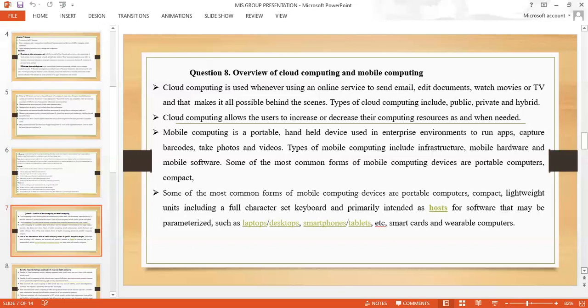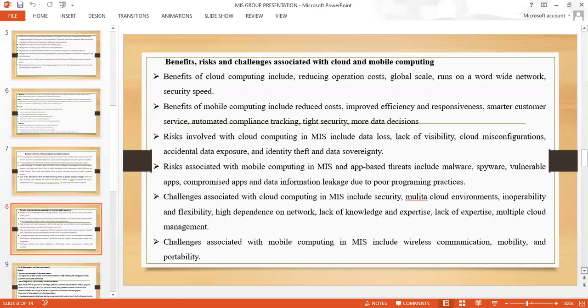Some of the most common forms of mobile computing devices are portable computers, compact, lightweight units, including a full character set keyboard, and primarily intended as hosts for software that may be parameterized, such as laptops, desktops, smartphones, tablets, smart cards, and wearable computers. That was the first part.